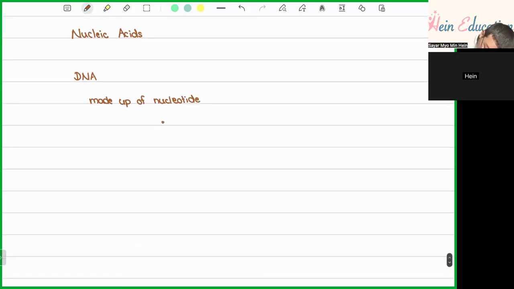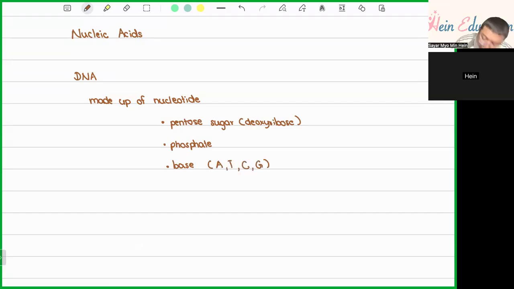And one nucleotide consists of a sugar, which is a pentose sugar, deoxyribose sugar, and a phosphate. And another one is the base. And they have four different types of base available: adenine, thymine, cytosine, and guanine.